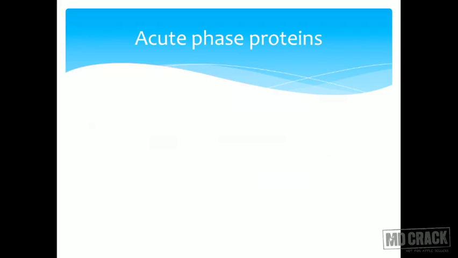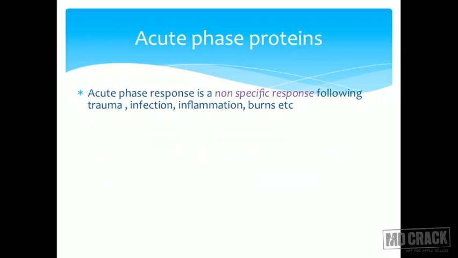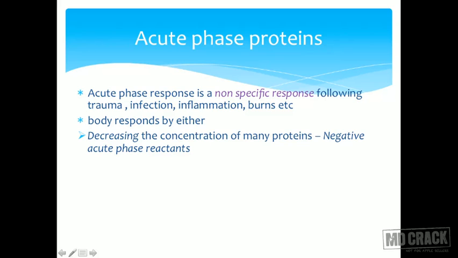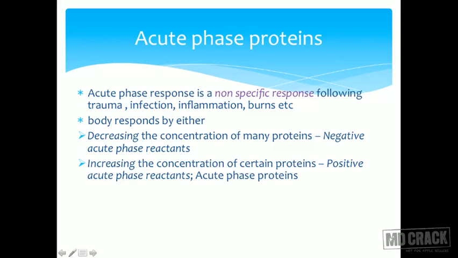Now I used the term acute phase protein. So what does it mean? It means a non-specific response following any infection, trauma, inflammation, burns, anything. It is an acute phase response. So whenever such a thing happens, the body responds either by decreasing the concentration of many proteins, which we call the negative acute phase reactants, or increasing the concentration of certain proteins, which we call the positive acute phase reactants or the acute phase proteins.